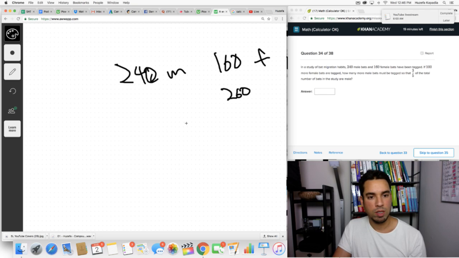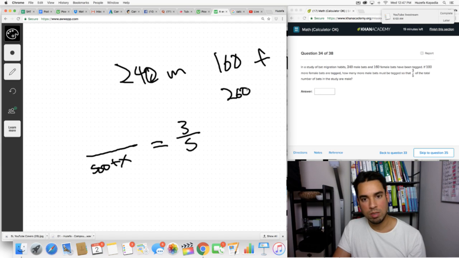So that's 3/5. So we've got 3/5 equals. Right now it's 500, so it's 500 plus X. How many more need to be tagged? And then 240 plus X. You see that? The males are being added on, but it's also being added on to the total.